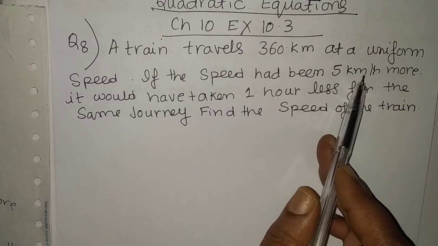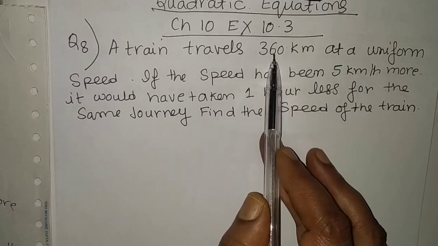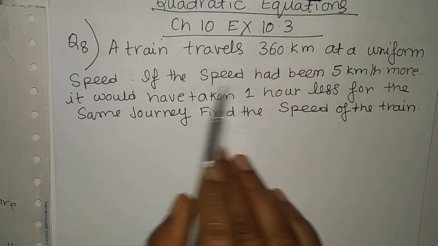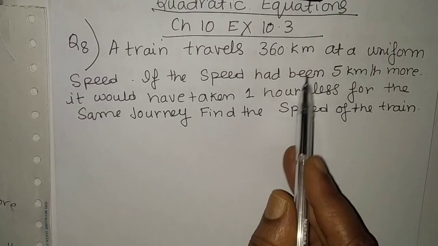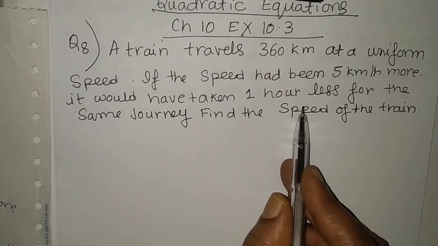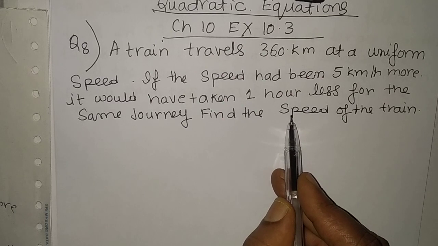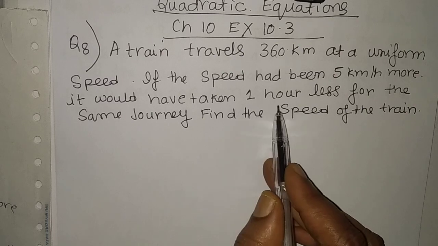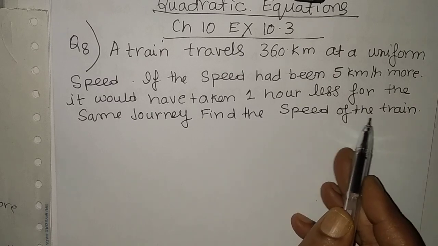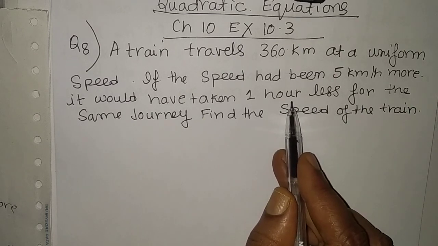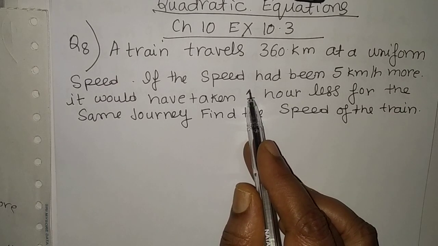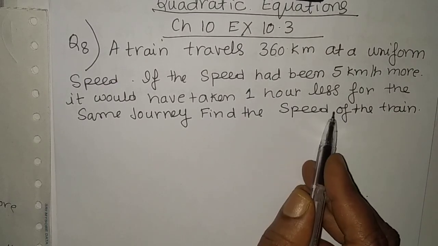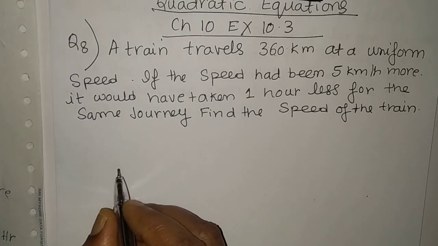So here, the question is a train is traveling 360 kilometers at a uniform speed. If the speed is increased by 5 kilometers per hour, the time taken is 1 hour less. So we'll see how to solve this.